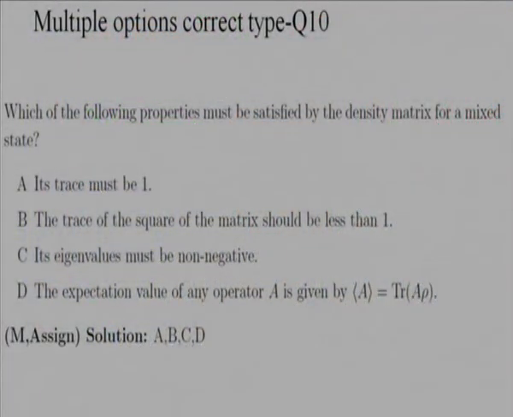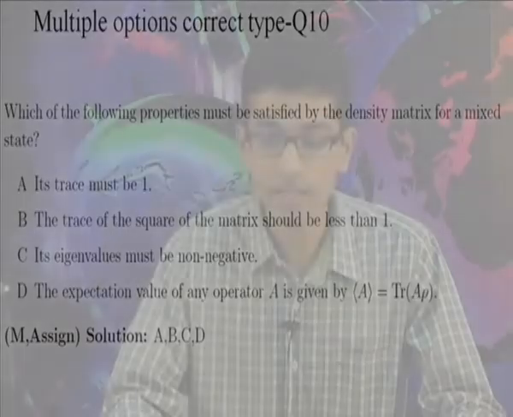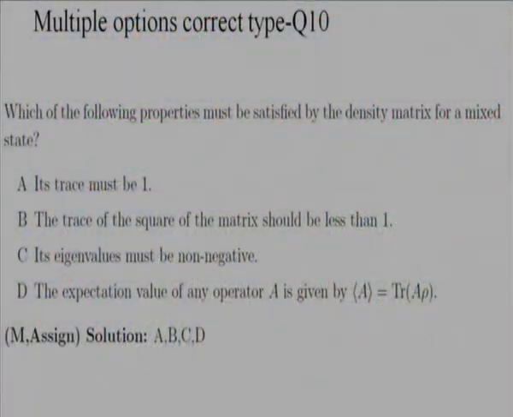Option C is its eigenvalues must be non-negative. This in fact is true for every density matrix, irrespective of whether it corresponds to a mixed state or a pure state. So option C is also correct. Option D again is, as we discussed before, it says that the expectation value of any operator A is given by trace of A rho, which is also true. So all the options are correct for this question.